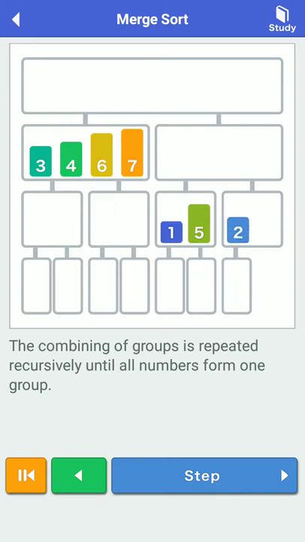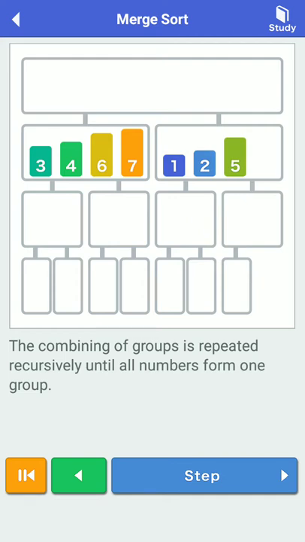So 1, 5, next 2. Now again we have to sort them according to the numbers, like 1, 5, 2. Between them we have to arrange them. First comes 1, then 2, then 5. So you can see we now got 3, 4, 6, 7 on one side, and now we got 1, 2, 5.